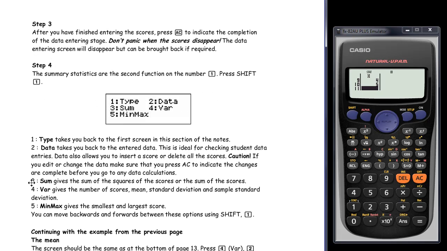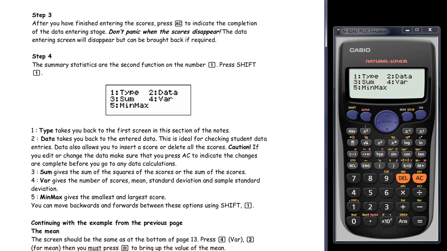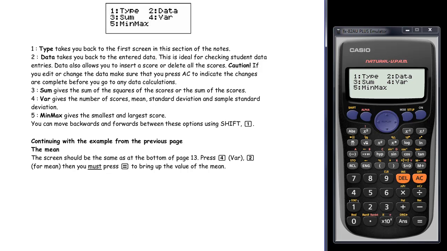So I'll just go to the next page. Now, it says, when you're ready, you press AC, and it says, don't panic, it looks like it's disappeared, but the data's there if we need it again. Now, to find out the information, all we need to do is to press the Shift key. So we press Shift, and we press 1. And we get our options. In the notes, there's a description of what each one of these things are, as you can see here. But we're going to go down to where it says continue with the example from the previous page in your notes, and it says the mean, the screen should be the same as the bottom of page 13.